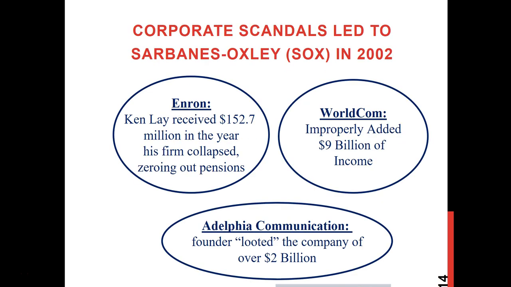Now we will talk about the Sarbanes-Oxley Act, and before that I want to remind you about all these accounting scandals that took place in the early 2000s, and that actually led Congress to pass this act. So we all know about Enron, right? Enron's former chairman and chief executive received more than 150 million in payments and stocks in the year leading up to the company's collapse.